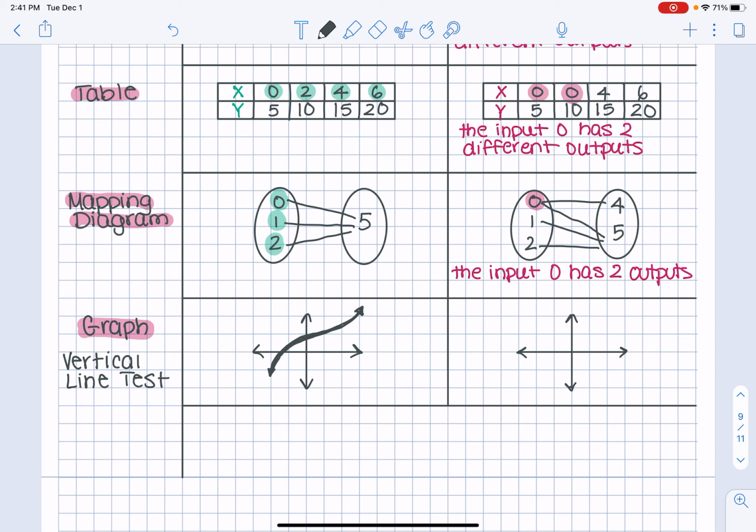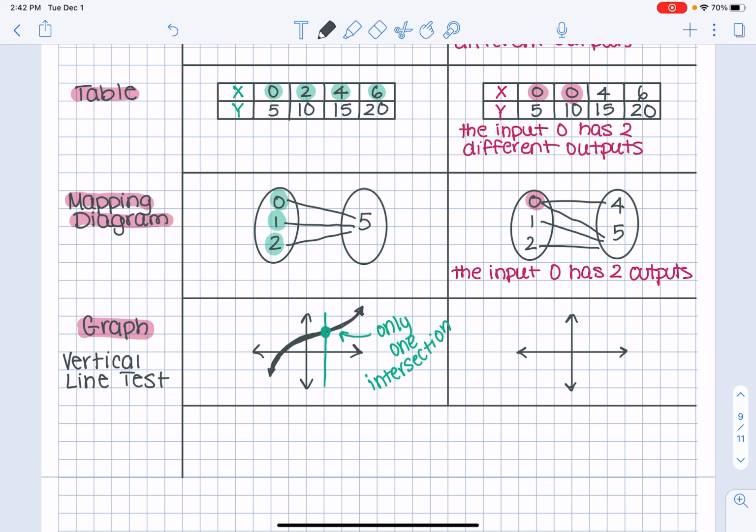Okay, let's say I draw a vertical line, right? I draw it right here. It only touches one time. Only one intersection, right? It only touches one time. That's okay. That means there is only one output there. So this is a function.